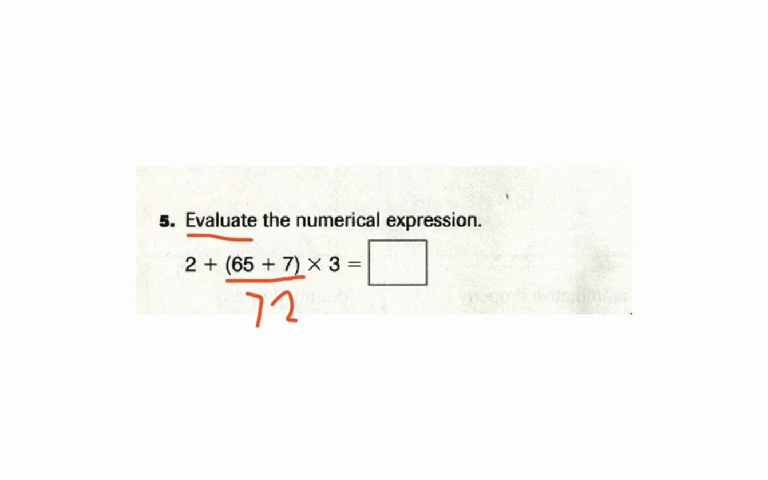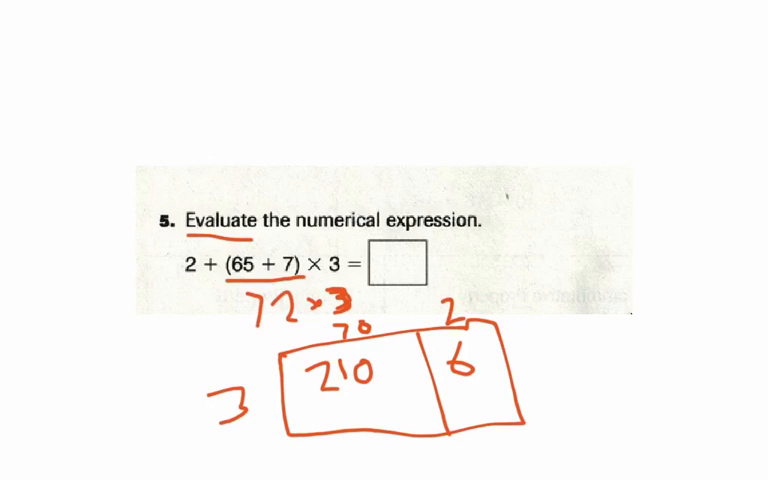And then next I go with my multiplication, because PEMDAS would be parentheses, exponents, multiplication, division, left to right. So I do that. 72 times 3. And I use a distributive model here, part whole, or place value section model. So 3 times 70 is 210, and 3 times 2 is 6. Adding those together gives me 216. And then I add 2 to that, which gives me a total of 218.